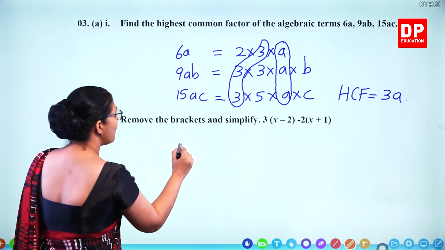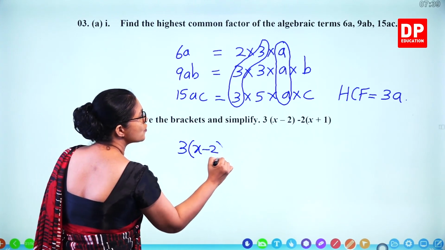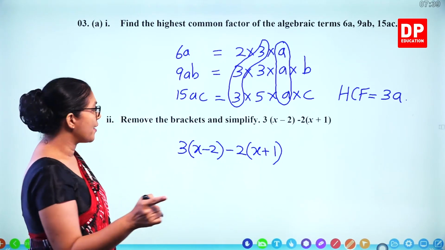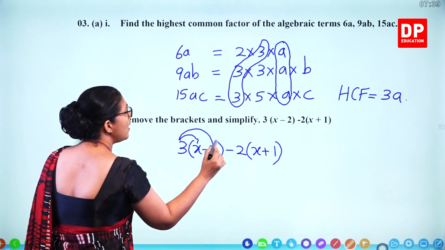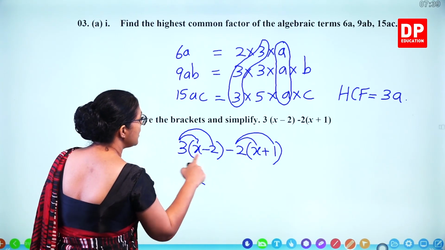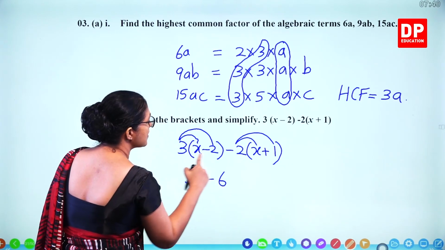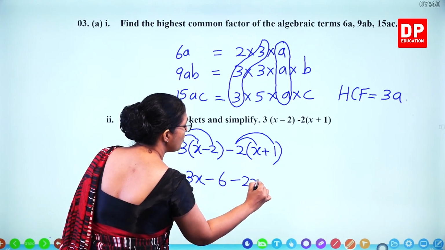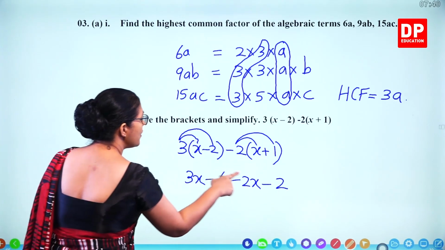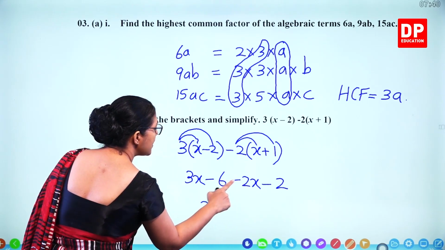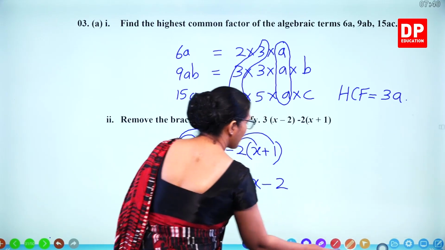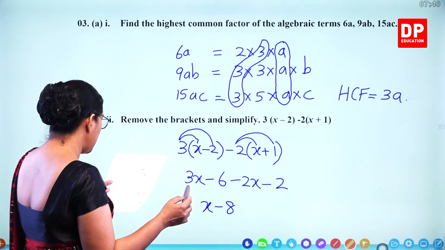Remove the brackets and simplify. 3x minus 2 minus 2x plus 1. When you are opening brackets, you have to multiply all inside numbers with the outside number. 3 times x is 3x. 3 times minus 2, minus 6. Minus 2 times x, minus 2x. Minus into plus, that's minus 2. 3x minus 2x is x. Minus 6 and minus 2, that's minus 8. So x minus 8 is the answer.